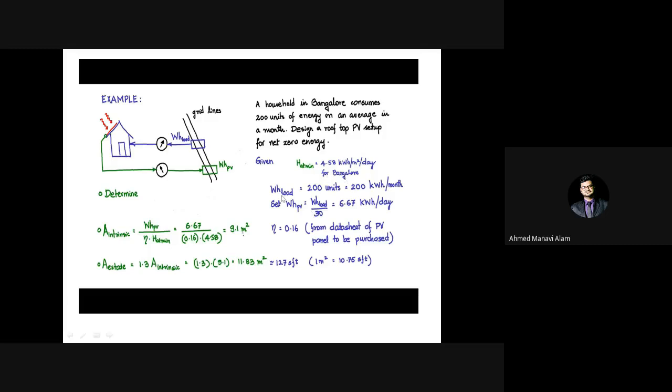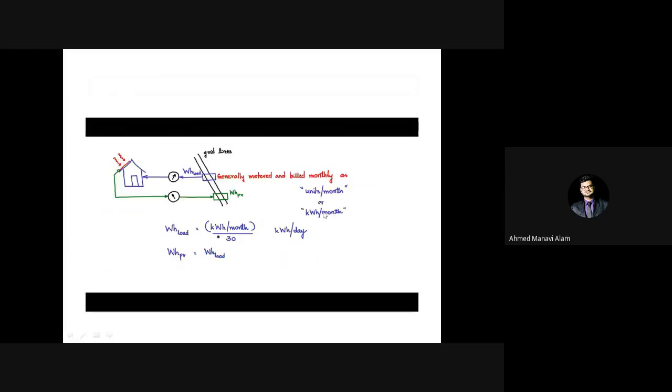These are given in the question. Now, if you remember, the WH load needed to be adjusted, because the amount that is given here is for a month, and the WH load I need to take for a day. So the WH load is 200 units, that means it is 200 kilowatt hour per month. Now we set the WH PV, and WH PV is WH load by 30. If you remember in the slide, WH load per day is kilowatt hour per month per 30. This is WH PV. Here I have equated it.